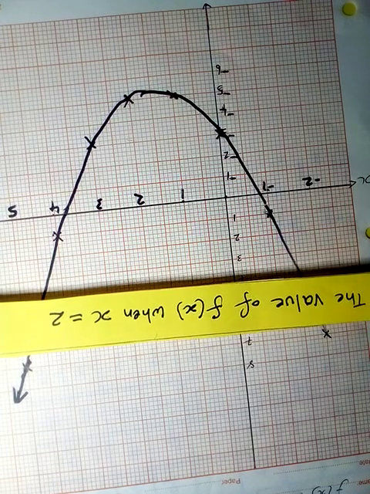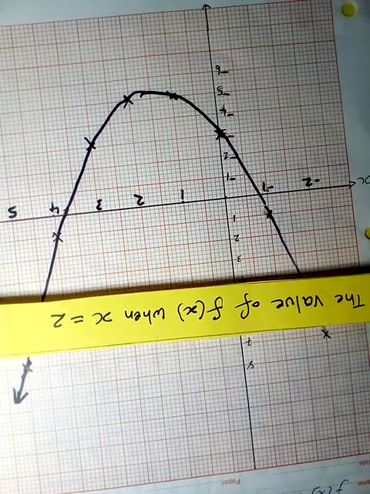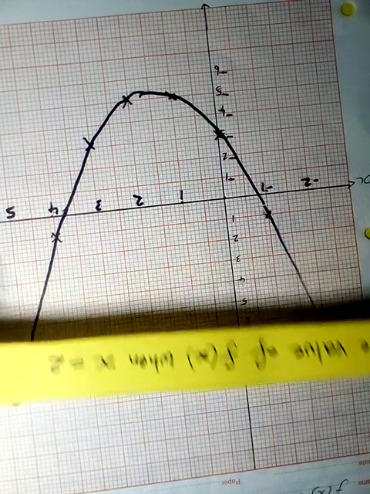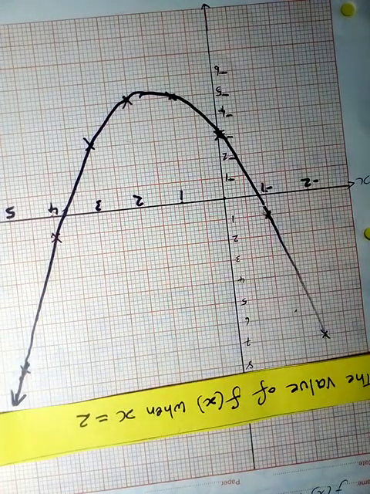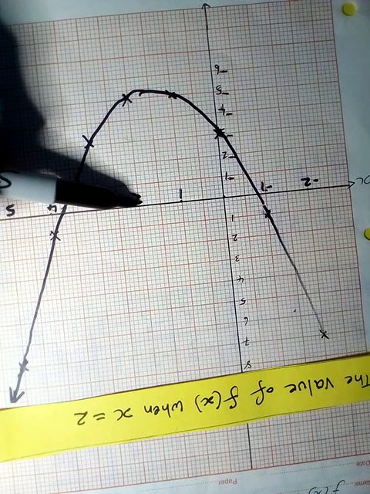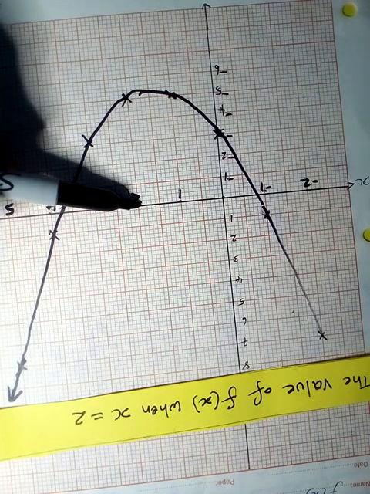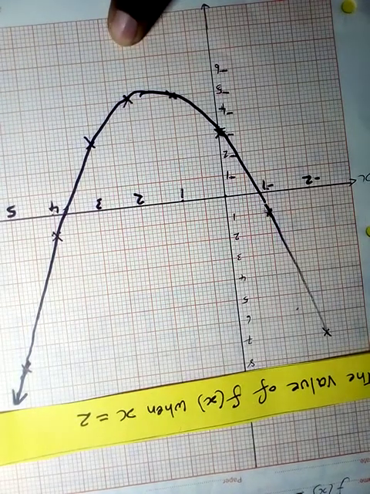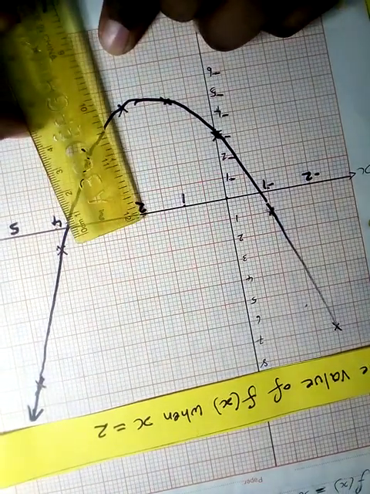Determine the value of f of x when x equal 2. Remember that f of x is the same as y. So what this question is asking you is, what is the value of y when x equal 2? When x equal 2, this is x. When x equal 2, this is it. So what we need now is to draw a line where x equal 2 to touch the graph.